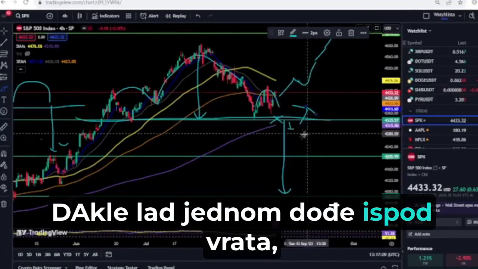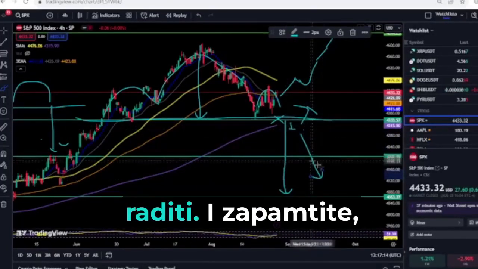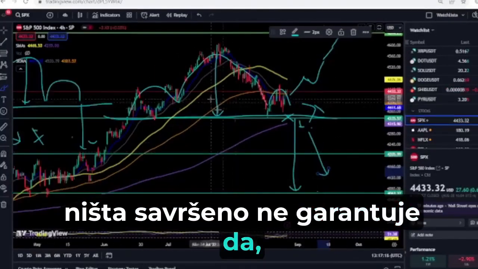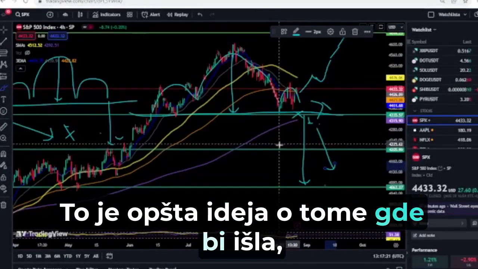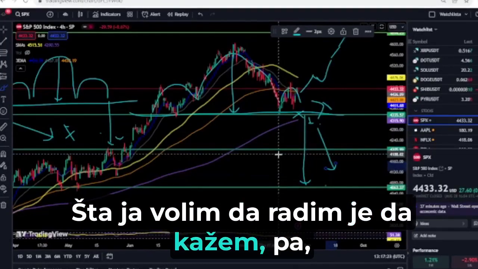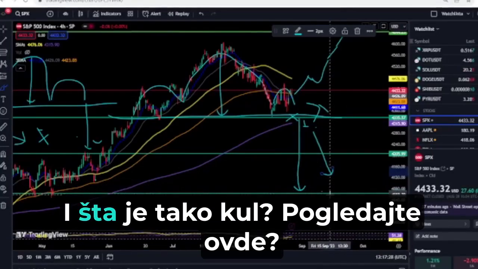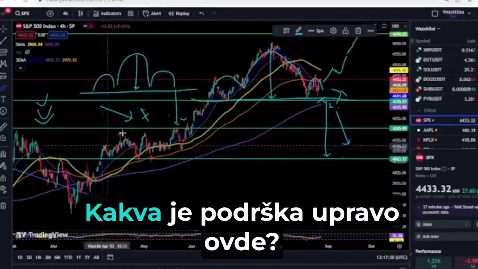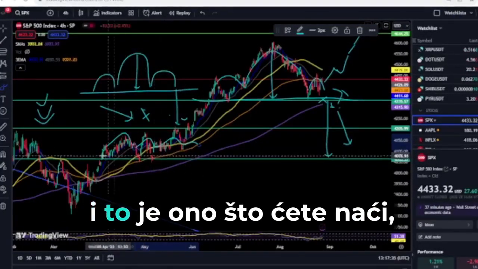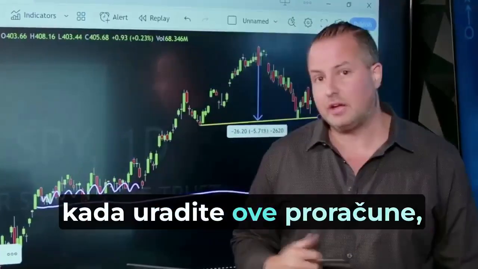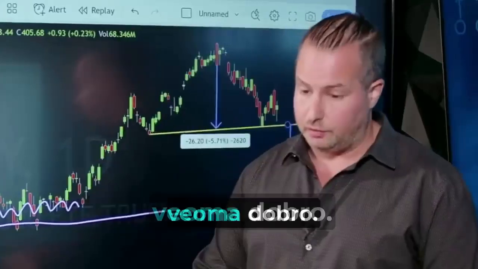So once it gets below the neckline, it has to stay below the neckline, and then the calculation will generally work. And remember, nothing's perfect. Does it guarantee that this is your exact to the penny target? No. It's a general idea of where it would go. What I like to do is say, okay, well, if it goes down to this level, is there another support level? And what's so cool is that, look at this. Look at the support right here, all this chop, right to that target. And that's what you'll find when you do these calculations like measured moves and stuff, you'll find out that this stuff generally coordinates very, very well.